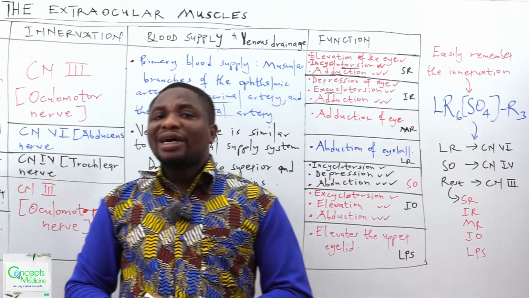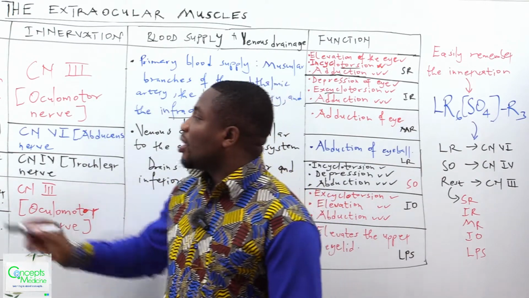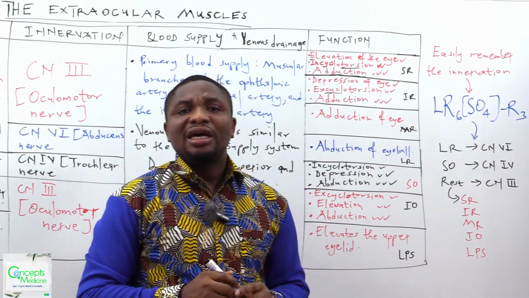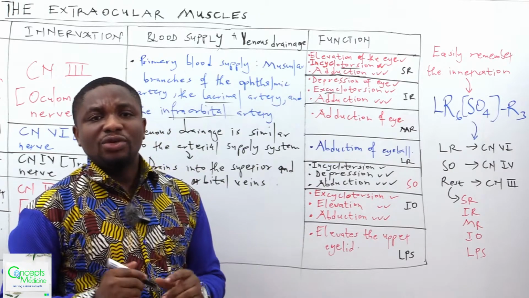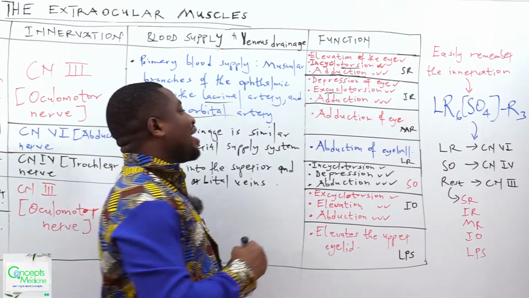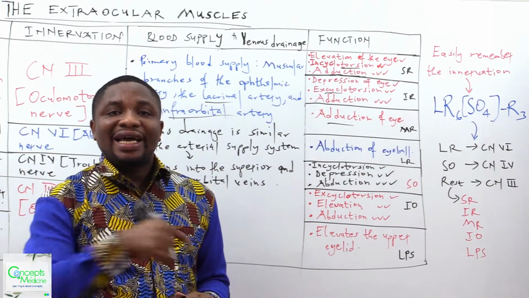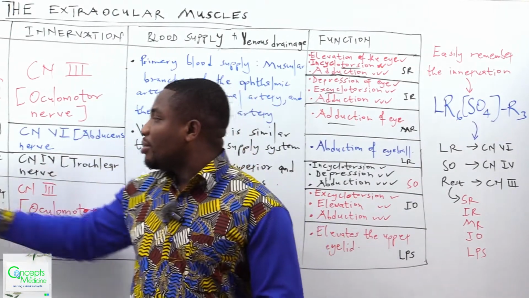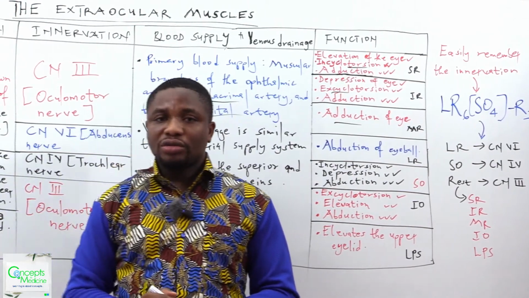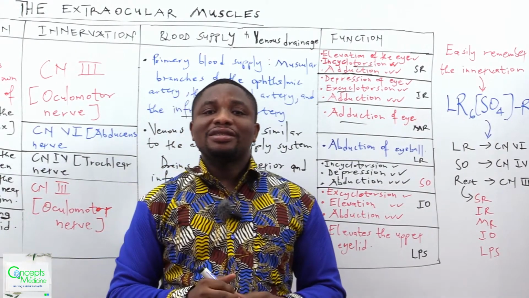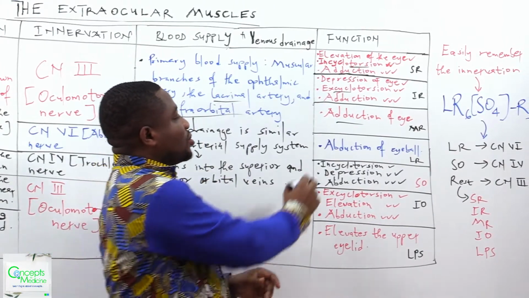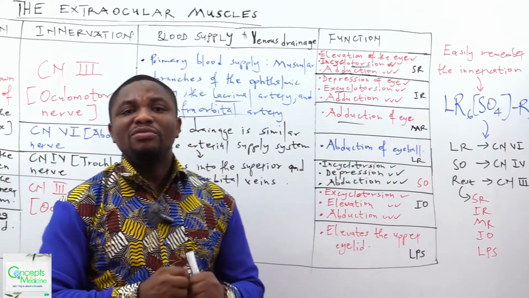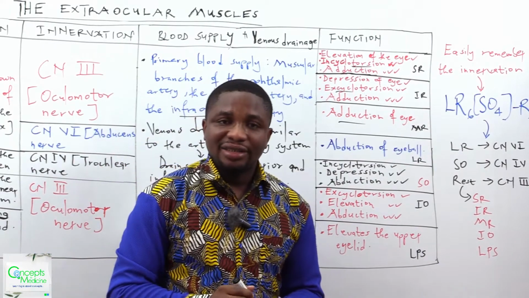Let's move ahead and look at the next extraocular muscle. That will be the medial rectus. For the medial rectus, it only has a primary function. That would be adduction of the eye. It moves the eye medially. The next extraocular muscle we are talking about is the lateral rectus. For the lateral rectus, its primary function is to abduct the eye, abduction of the eye. It moves the eye laterally.